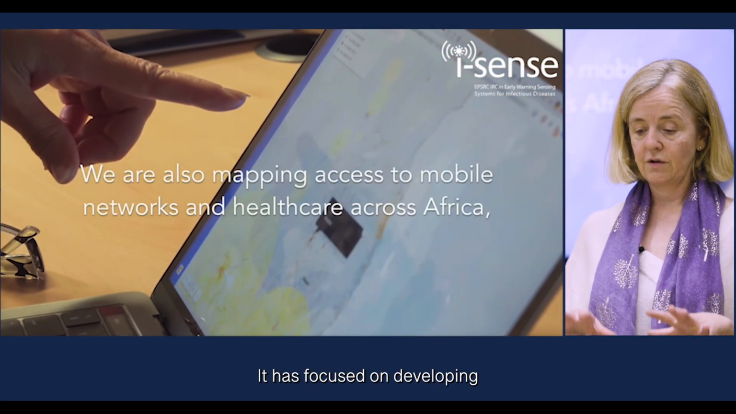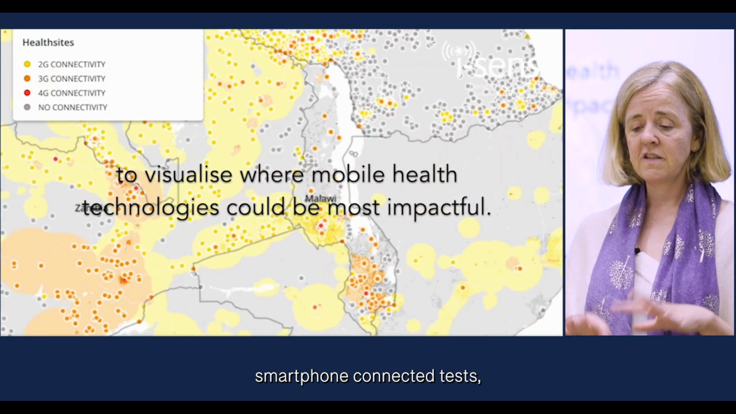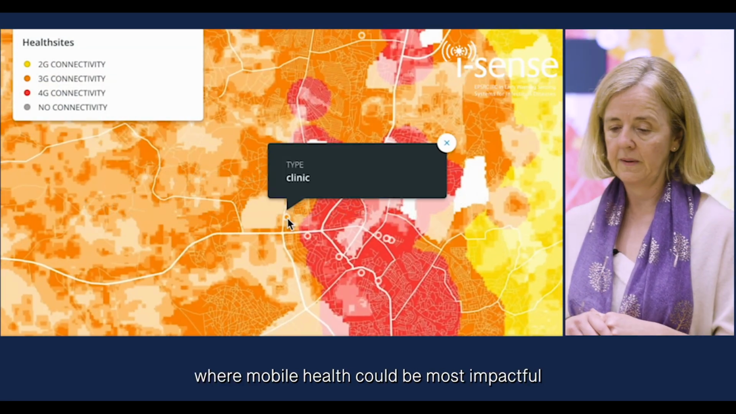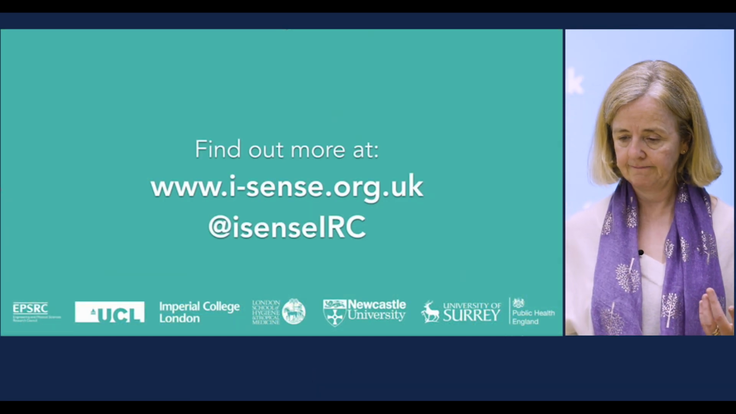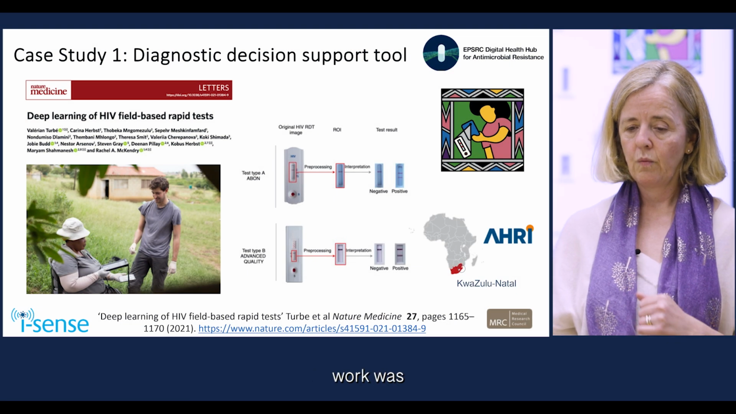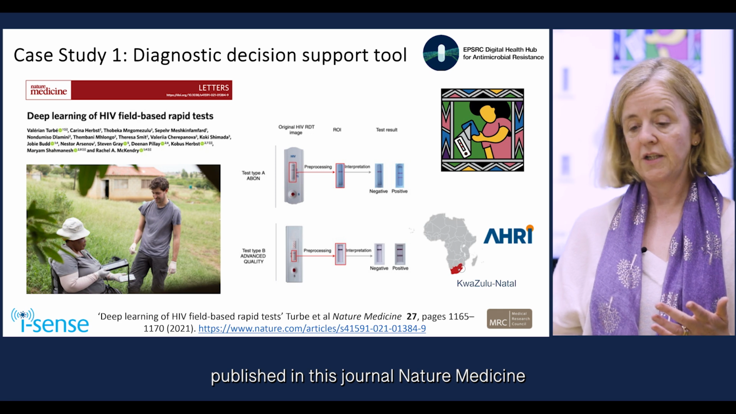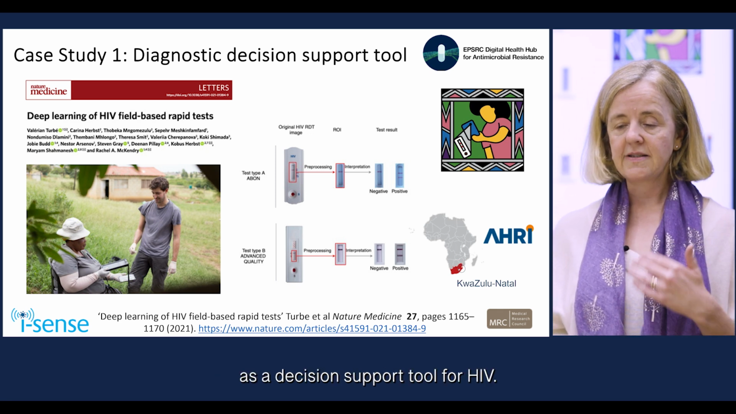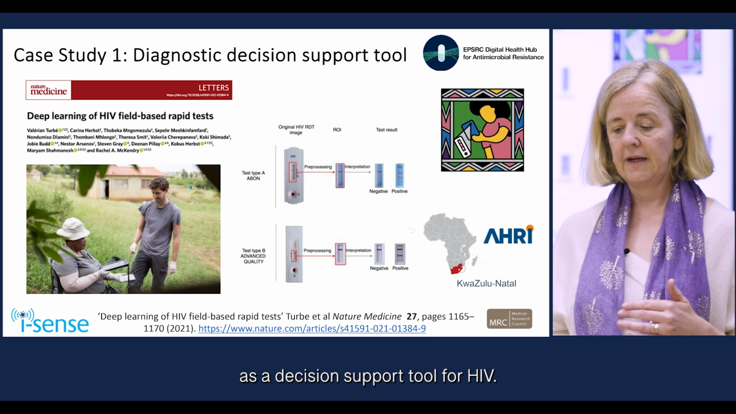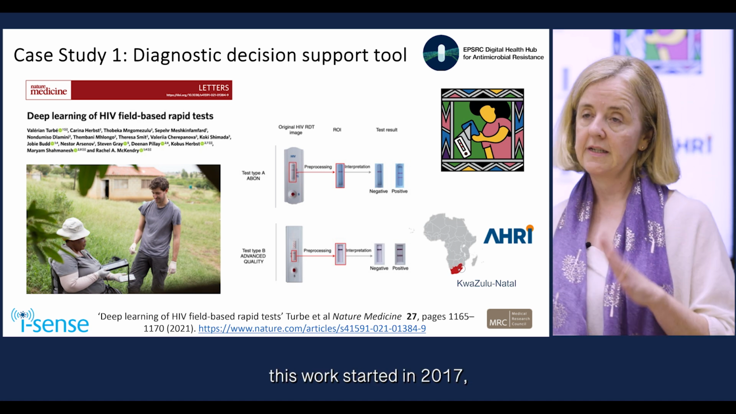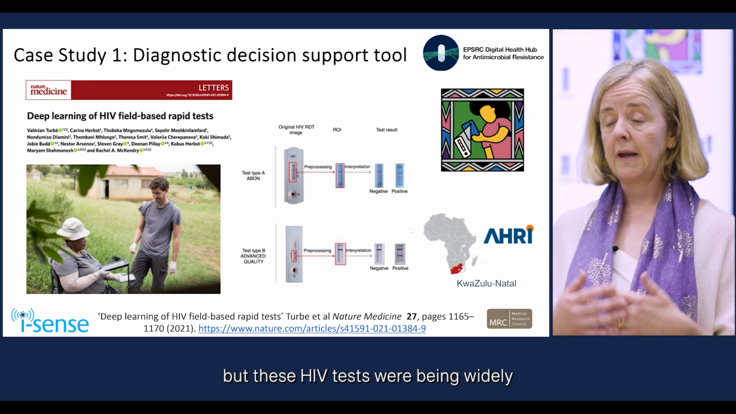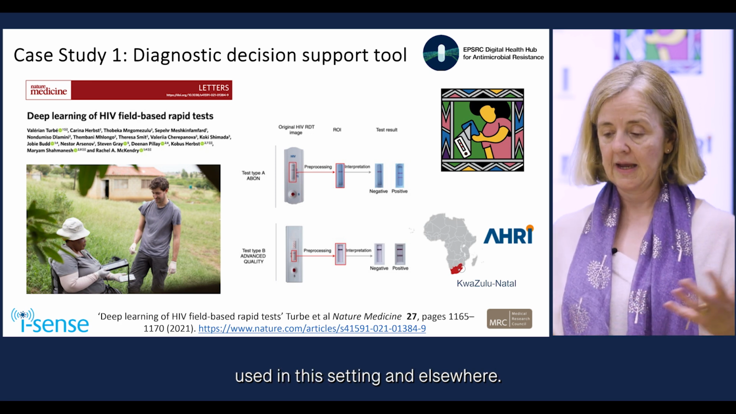It has focused on developing smartphone connected tests, but also data dashboards to help understand where mobile health could be most impactful in this setting. So the work was published in this journal, Nature Medicine, and began to explore how we could use deep learning as a decision support tool for HIV. Now I'll flag up this work started in 2017, so way before the pandemic, but these HIV tests were being widely used in this setting and elsewhere.